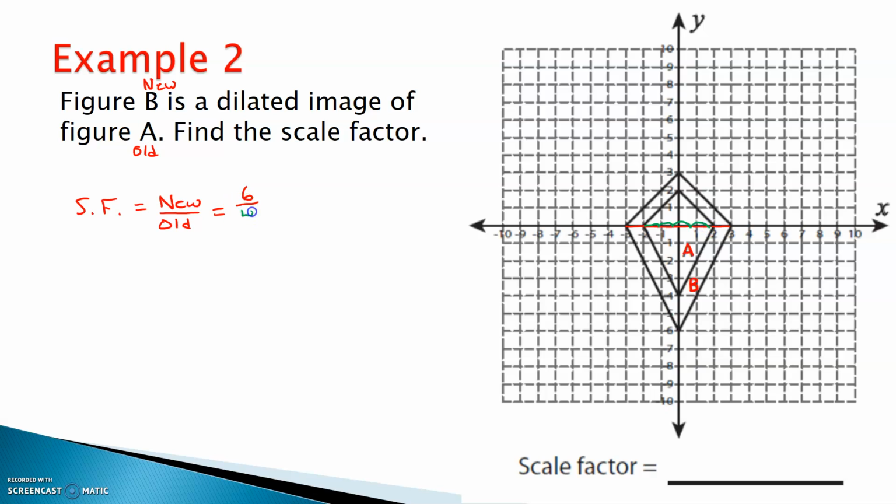So it's going to be 6 over 4, but of course we want to simplify that by 2, and I get 3 halves. Now again, 3 halves, even though it's a fraction, is greater than 1. So this is, of course, an enlargement.